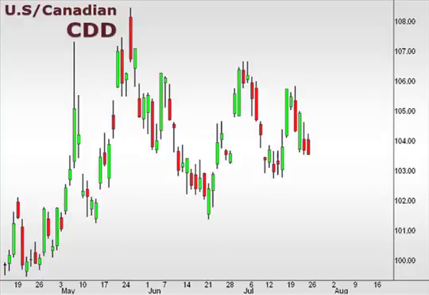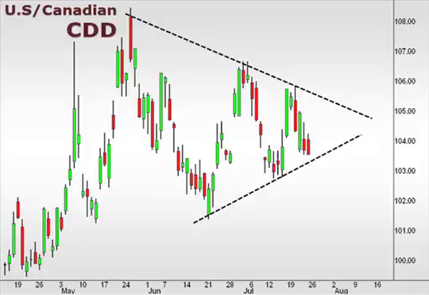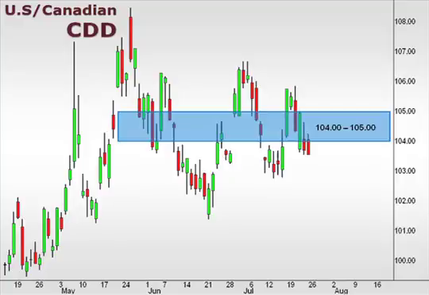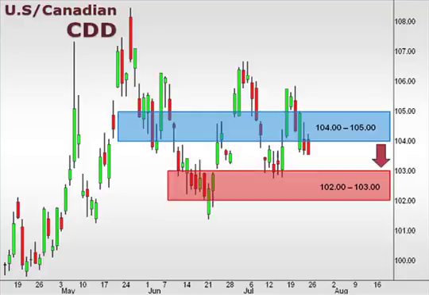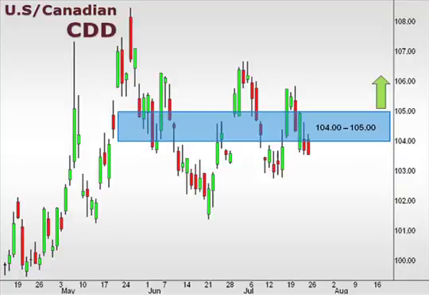Next up, the CDD, the US versus the Canadian dollar. Well, the CDD appears to be forming a large sideways triangle denoting indecision with respect to a directional bias. 104-105 remains an important resistance level, and a break below 104 opens the window for a test of the 102-103 focal zone. We need to see a break back above 104.5 to lend credibility to a move higher.